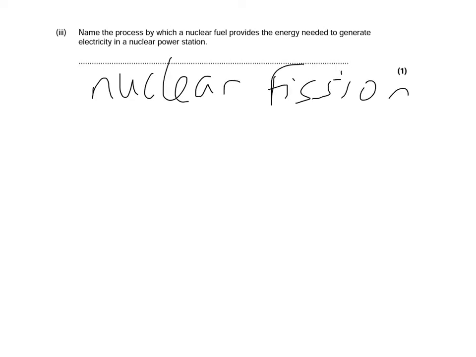In this part of the question, you're asked to name the process by which a nuclear fuel provides the energy needed to generate electricity in a nuclear power station. That's just a quick recall of the definition, which is nuclear fission. In this case, the bit that you get the mark for is fission. There's 1 mark for getting nuclear fission there.